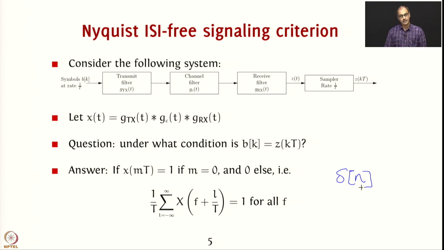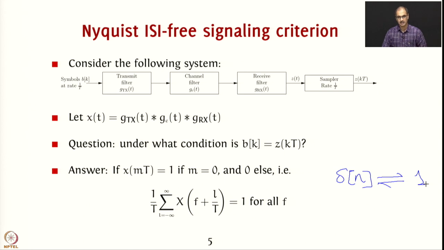What is the Fourier domain interpretation of this? If you sample X of t at the rate of one symbol every T seconds, that should yield a flat result. You should get a flat spectrum, that is. You know that whenever you sample a continuous time signal, in the Fourier domain, you're going to get copies. These copies should add up to be flat. That makes complete sense because the DTFT of delta n is actually 1. So this is the interpretation. That is, in the time domain, if you sample the signal at integer multiples of T, you should get 1 only when m is 0. In the frequency domain, you get copies, and if you sample and look at the Fourier transform of the sampled signal, it should be flat.